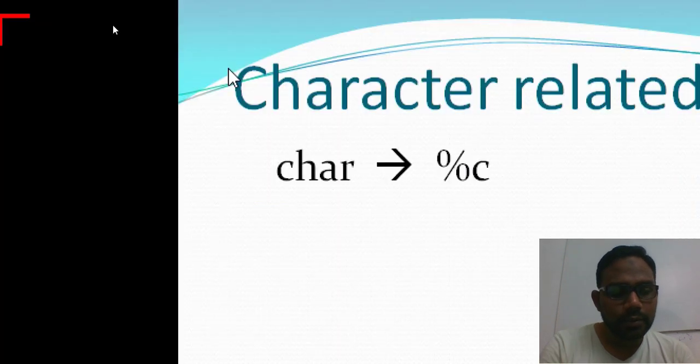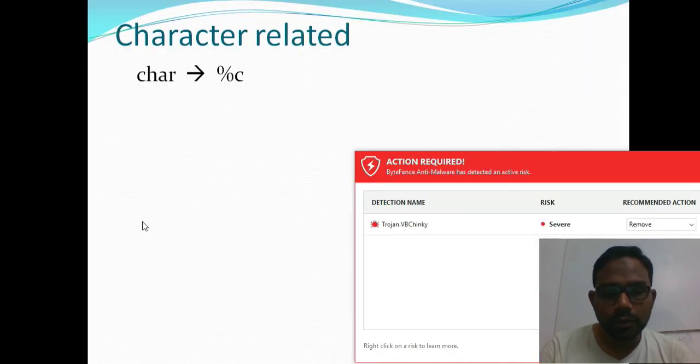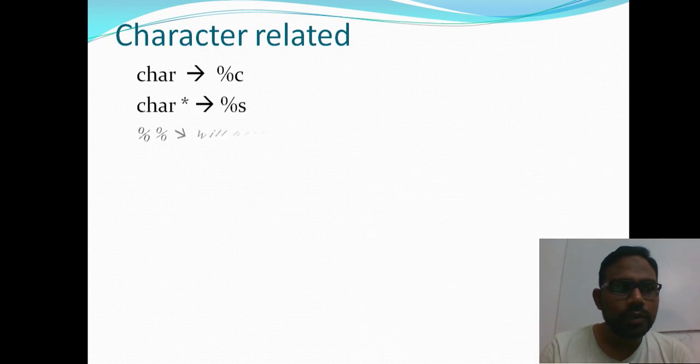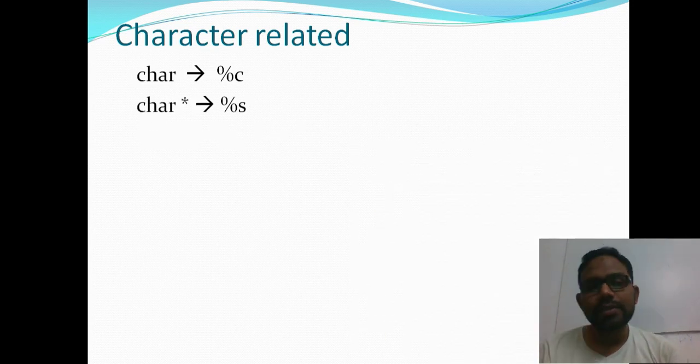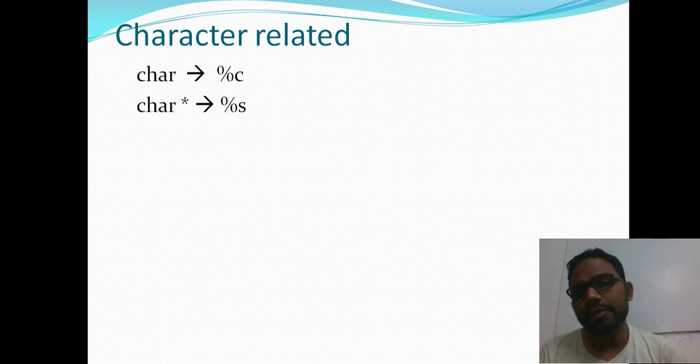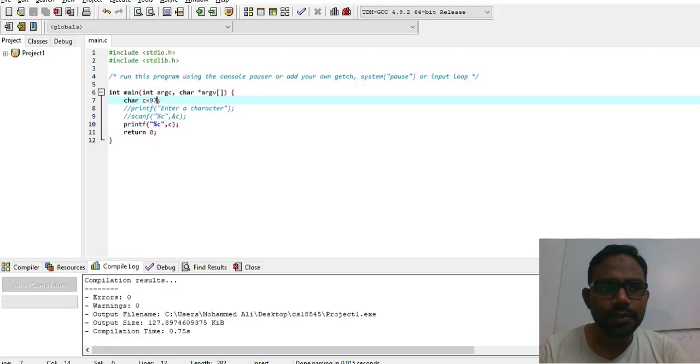So character %c, then %s. So no, %s is used for conversion of a string. Format specifier %s is used for printing a group of characters, which is represented by a star there. Means it is a group of characters, means a string. Now let us display a string.